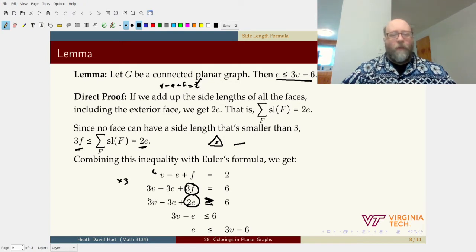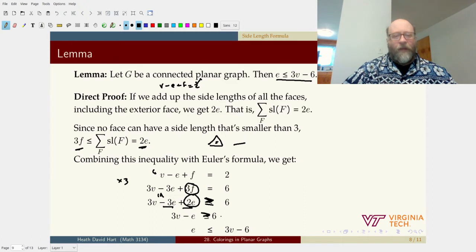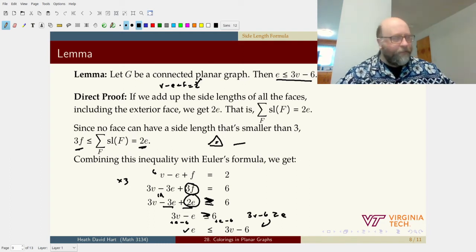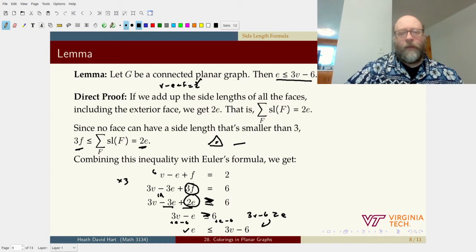So these two are equal, but this one is larger. And so this has to be larger than or equal to 6. And therefore, negative 3e plus 2e is just negative e. And again, this is still greater than or equal to 6. And now here's where the sign changes. If I add plus e and minus 6 to both sides, then on the left side, I get 3v minus 6, and that's greater than or equal to, on the right side, e. But that's the same thing as this down here. This line is correct, even though the signs in these other 2 lines were wrong. Okay? So e is less than or equal to 3v minus 6. All right, so that finishes up that proof.